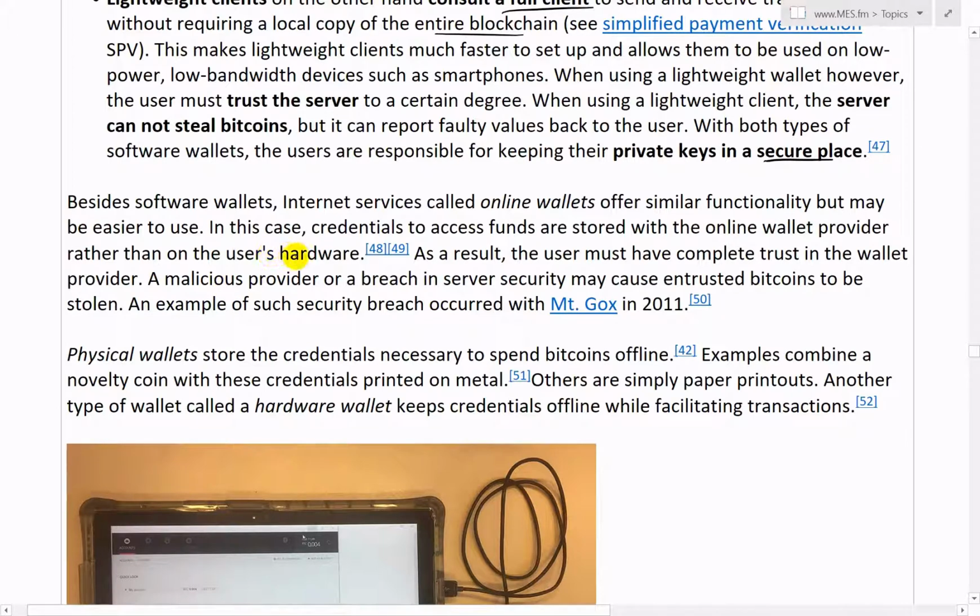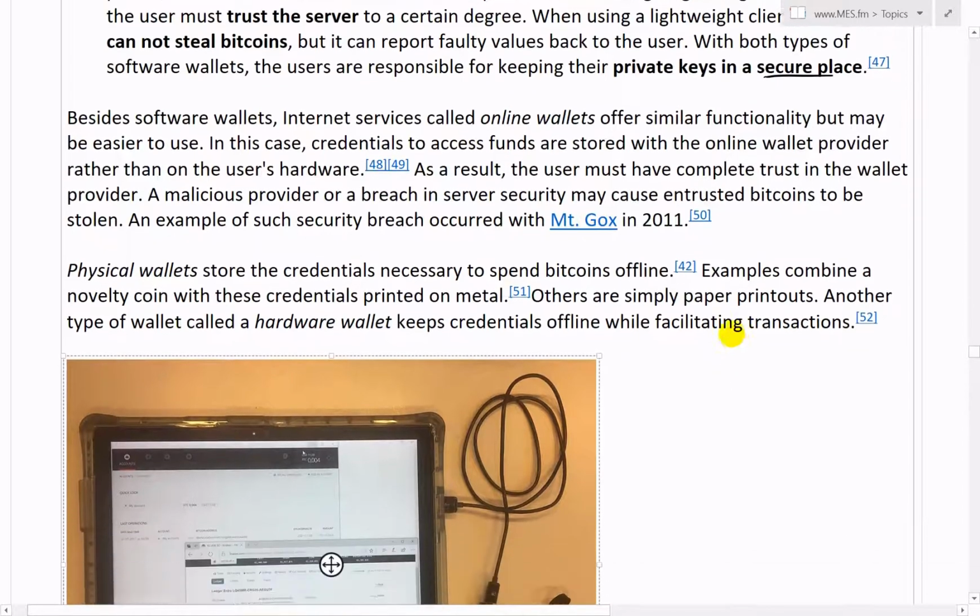In this case, credentials to access funds are stored with the online wallet provider rather than on the user's hardware. So yeah, you can store it online, or download a program. As a result, the user must have complete trust in the wallet provider. A malicious provider or a breach in server security may cause entrusted Bitcoins to be stolen. An example of such a security breach occurred with MtGox. I believe this is a Bitcoin exchange in Japan in 2011.